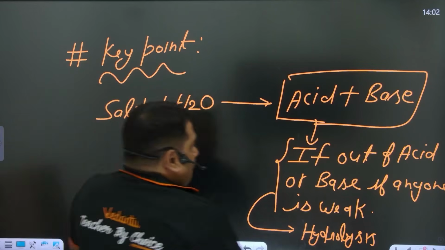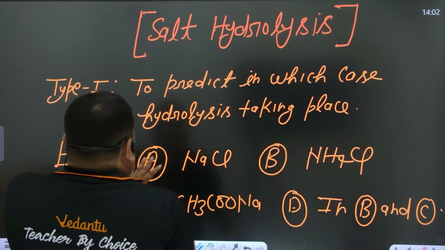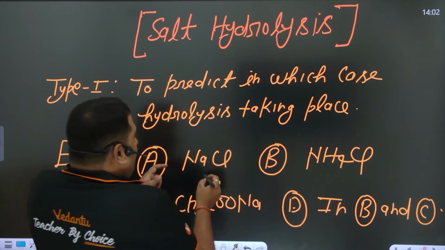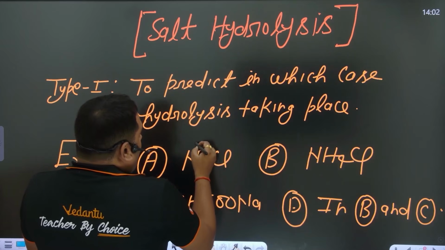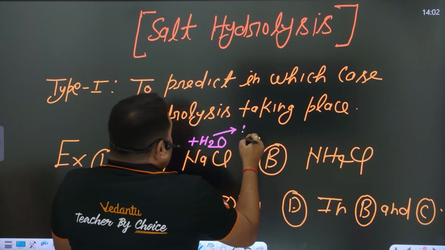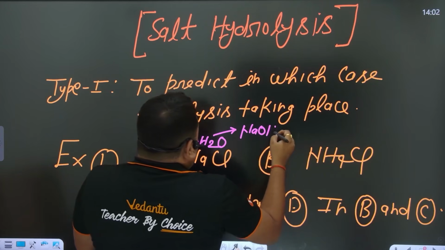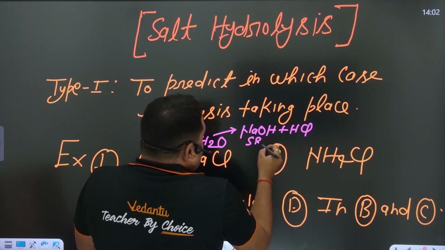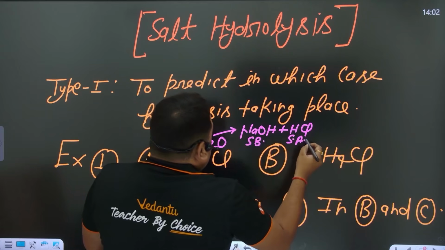So see the example. In NaCl, if you add water to it, then you obtain NaOH and HCl. Now see, this is a strong base, this is a strong acid, right?